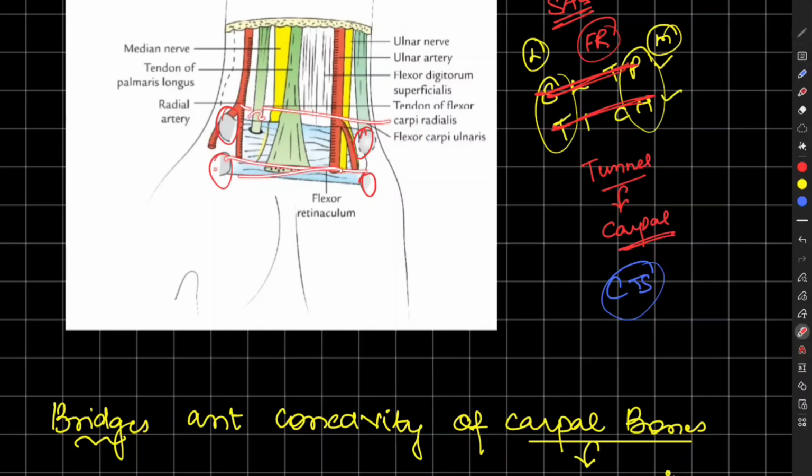You can see this band over here. This is the flexor retinaculum. You can see some structures are over it that will basically form the superficial relations. Some structures are passing deep to it that will form the deep relations.